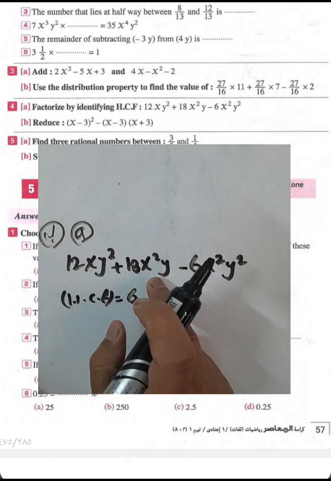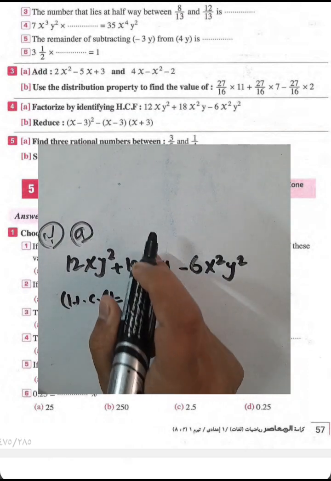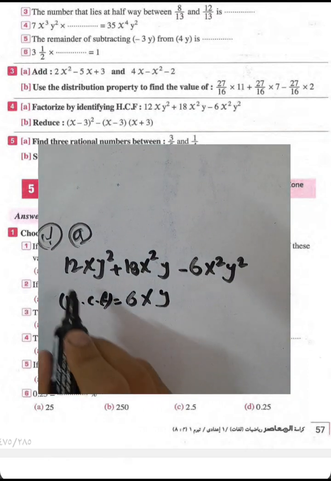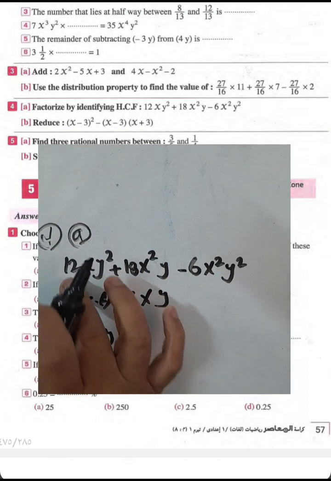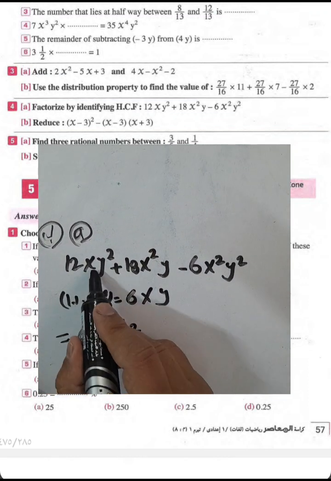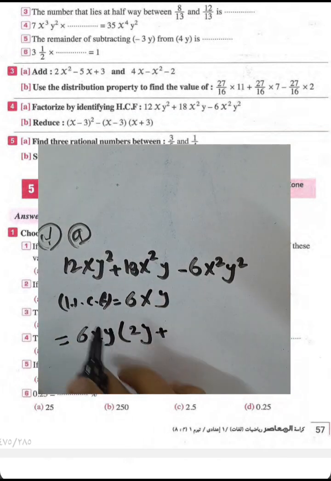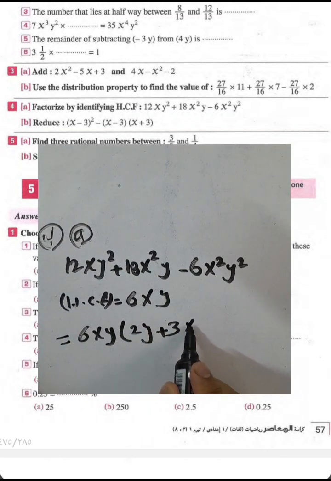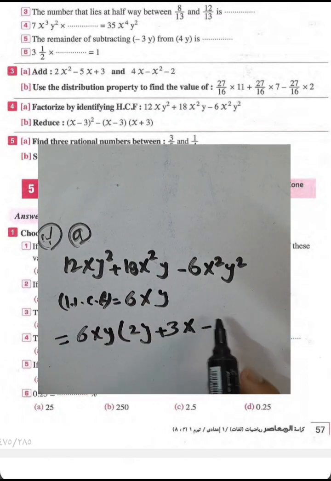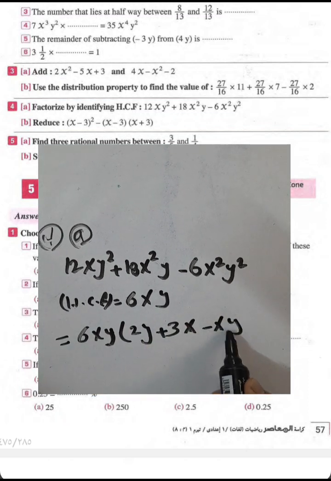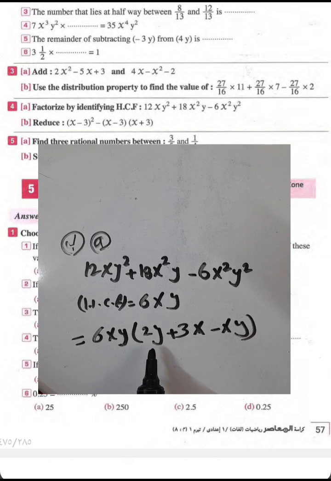And x is repeating, smallest power of x, y power 2, y power 2, then we can write here y. Then this expression will be equal to 6xy, and this expression divided by 6xy: 12 divided by 6 equals 2, x power 2 divided by x is x, y power 2 divided by y will be y, plus 18 divided by 6 will be 3, x power 2 divided by x will be x, y divided by y equals 1. 6 divided by 6 is 1, x power 2 divided by x is x, y power 2 divided by y is y. Then the result will be 6xy times 2y plus 3x minus xy.